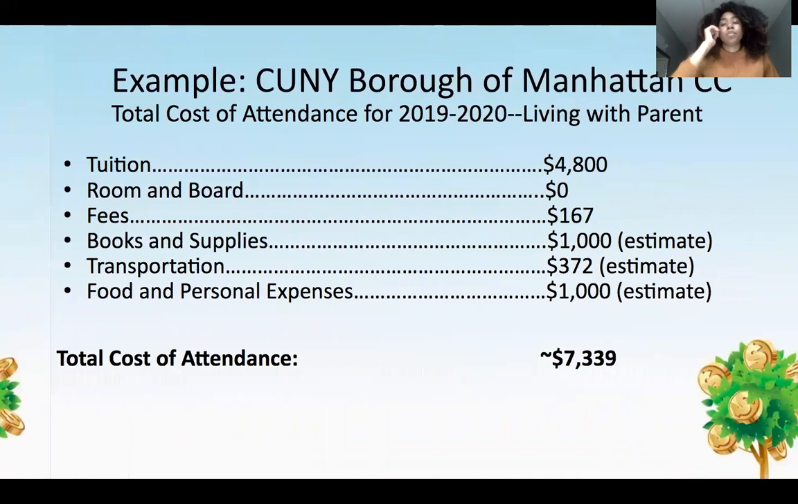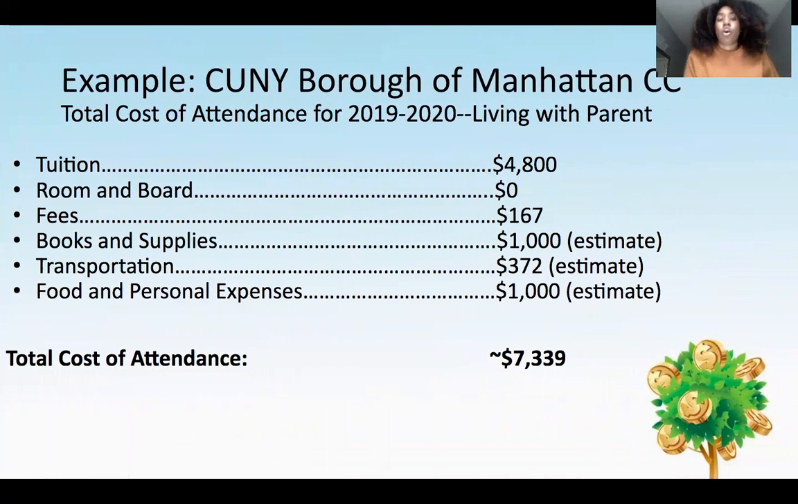We have a couple examples as to what some costs of attendance would look like for certain colleges. Our first example would be CUNY Borough of Manhattan Community College. This is the total cost of attendance for 2019 to 2020, for a student who is deciding to live with their parent. The tuition here is $4,800. Room and board would be $0. Fees are $167. Books and supplies are estimated to be $1,000. Transportation is estimated to be $372, and food and personal expenses estimated to be $1,000. So it's an estimated cost of $7,339.